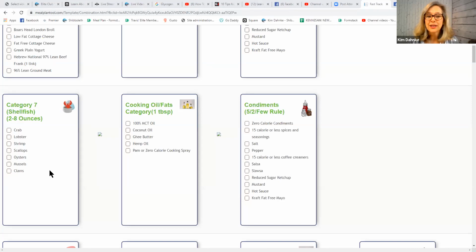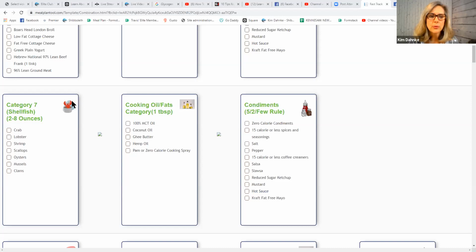So category 7 and category 1 can be used the exact same way. Shellfish just got pulled off of the main category 1 lean protein category because of biblical reasons and medical reasons. People don't want to eat it. So they don't even have to worry about 7s if you're not a shellfish eater. But you can have 2 to 8 ounces of this one, just like you can a lean protein. Some examples of shellfish are crab and lobster, shrimp, scallops, oysters, mussels, clams. Those are all examples of shellfish. And we've already gone over the oils and the condiments.